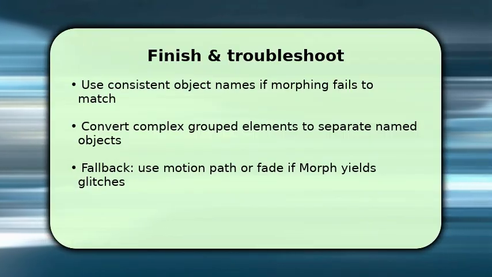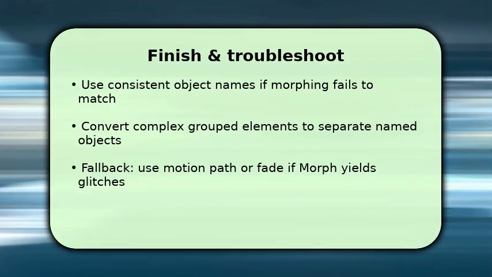As a troubleshooting tip, if morph still misbehaves, recreate the object as a simple shape or use a motion path or fade as a reliable fallback.